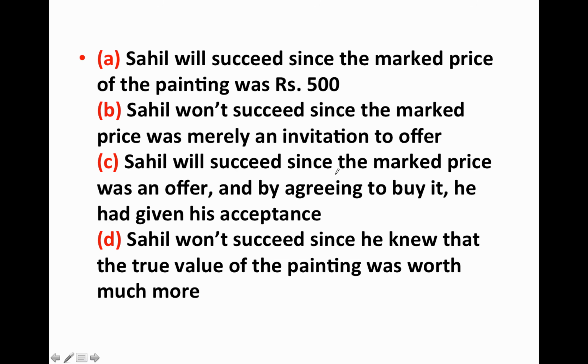First option says Sahil will succeed since the marked price of the painting was rupees 500. This is wrong because in the glass the painting was kept and it was written that paintings for sale. It was paintings, and it was not clearly mentioned that it is this painting which is for sale at 500. It just meant that in this shop you will get paintings for rupees 500.